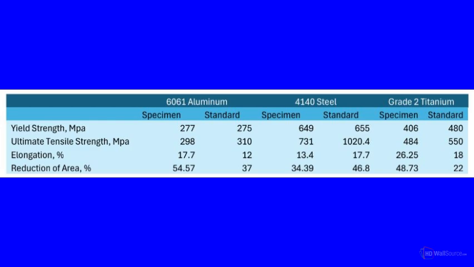And finally, there was a much greater area reduction for the aluminum than the standard, while the steel was moderately under for its standard.